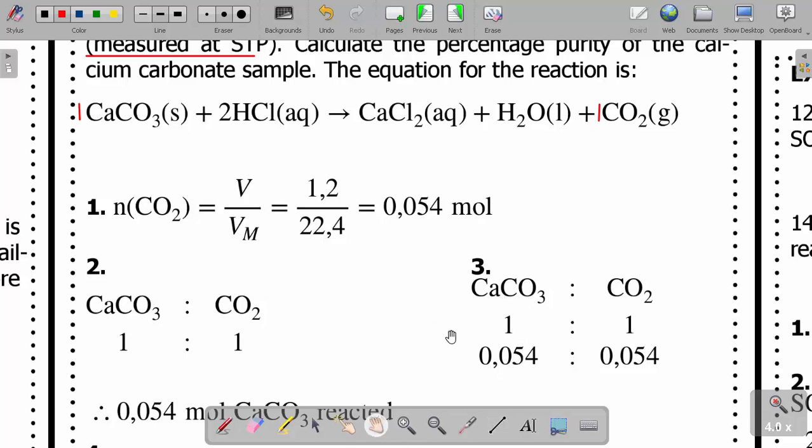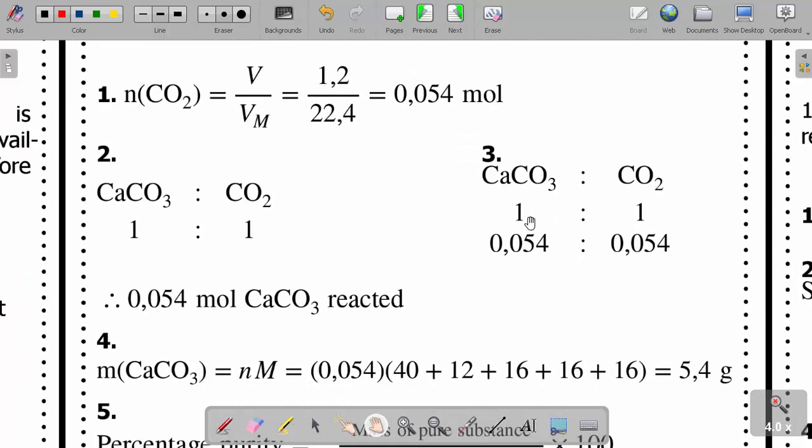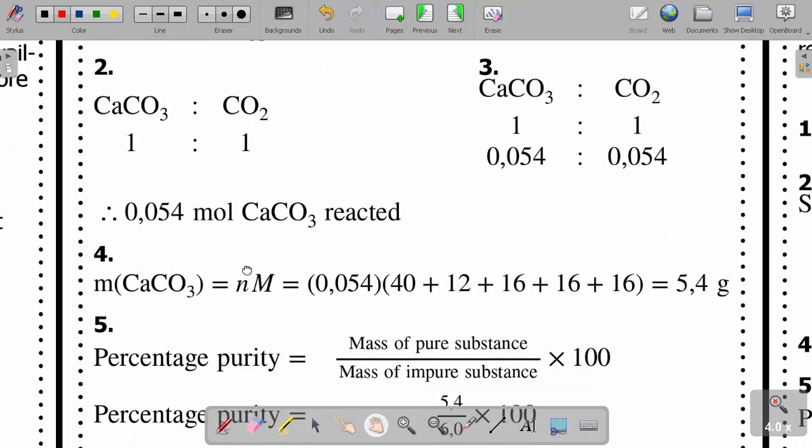Because I now have the moles of calcium carbonate which reacted, I can get the mass of calcium carbonate which reacted by using moles, that is 0.054 times molar mass. We saw how to get the molar mass already. So it gives us 5.4 grams of calcium carbonate.